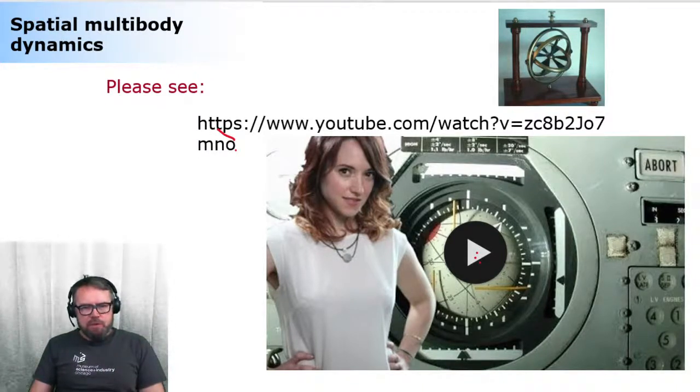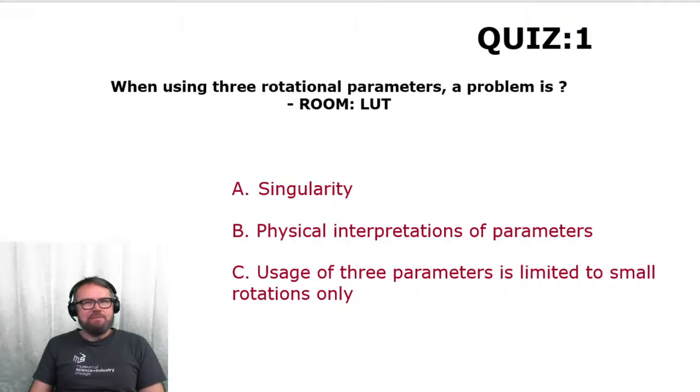All right. So, moving on. First question. When using three rotation parameters, a problem is singularity, physical interpretation of parameters. The usage of three parameters is limited to small rotations only. Small rotations like linear rotations, something limited to, let's say, plus minus 10 degrees. So only one is correct. Which one is correct?